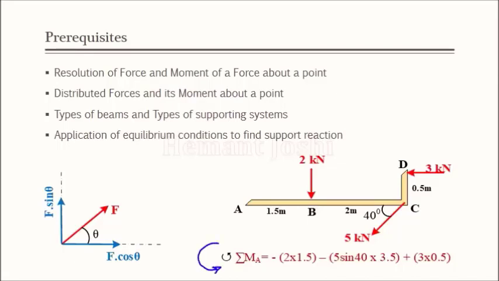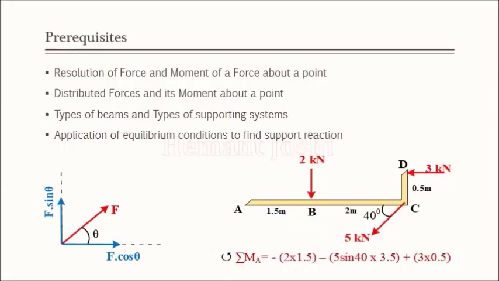And I am interested to take the moment of the 2 kN force about point A. So for a vertical force, the horizontal distance is required, which is the perpendicular distance. So the moment of this 2 kN force is 2 into the perpendicular distance 1.5. Observe that it is clockwise, so it is minus. So the moment is minus 2 into 1.5 about point A.